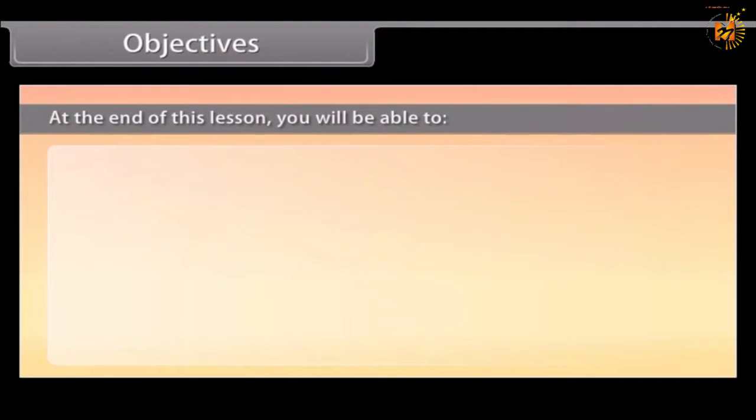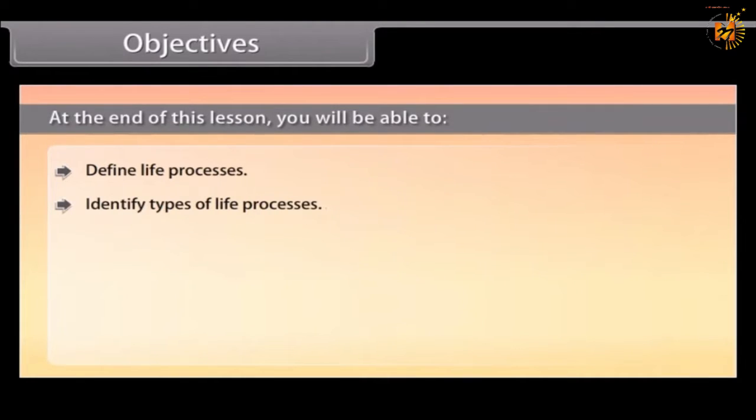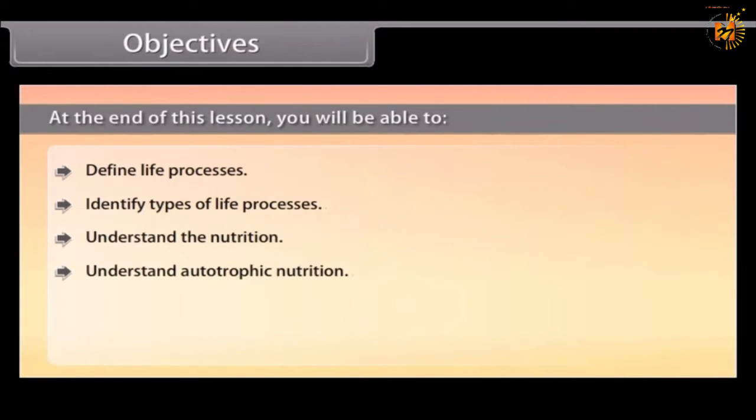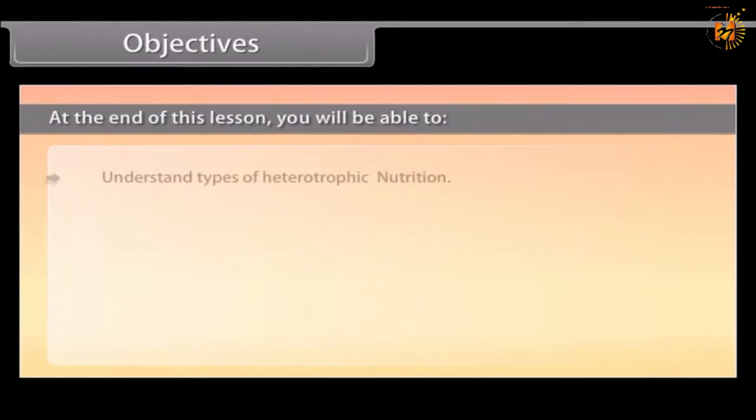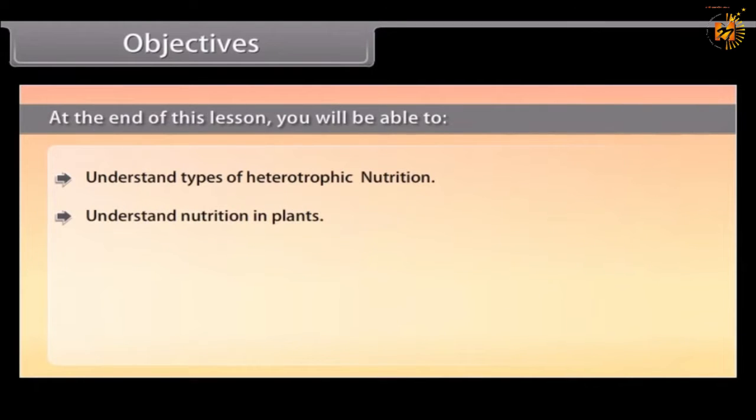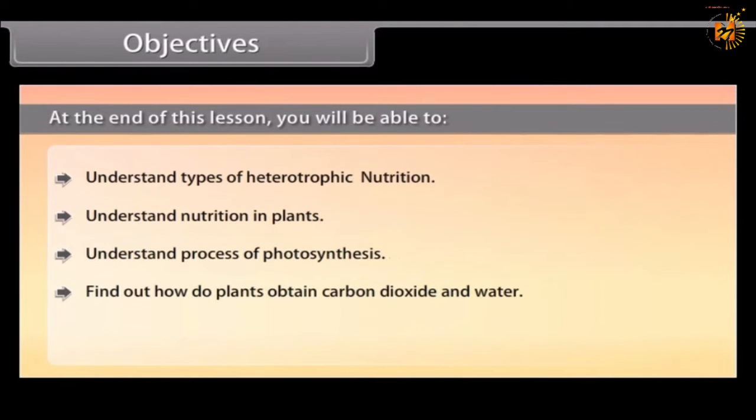Objectives. At the end of this lesson, you'll be able to define life processes, identify types of life processes, understand nutrition, understand autotrophic nutrition, understand heterotrophic nutrition, find the types of heterotrophic nutrition, understand nutrition in plants, understand process of photosynthesis, find out how do plants obtain carbon dioxide and water, and understand significance of photosynthesis.